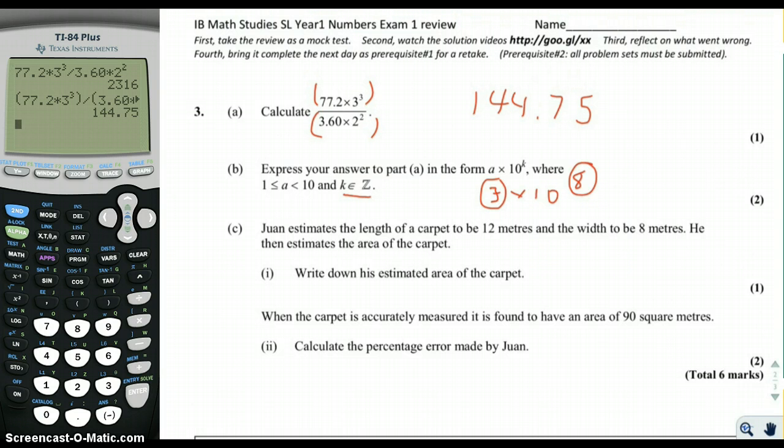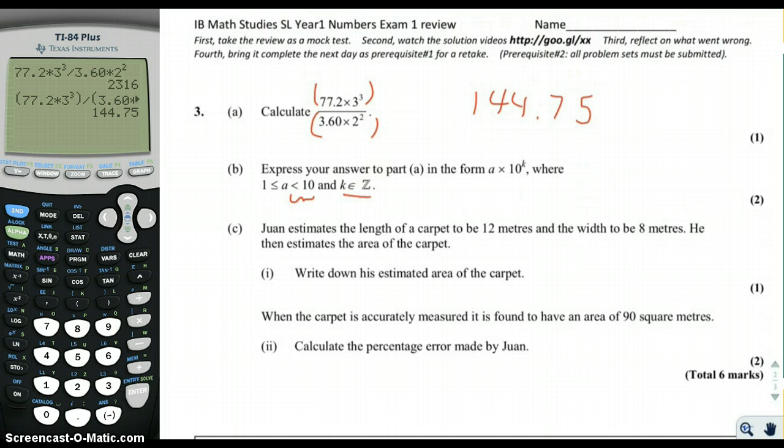So could it be 0.3? No, it can't. Can it be 11? No, it can't. That's above 10. Can it be 10? No, because it doesn't say less than or equal to 10. It says less than 10. So it has to be from 1 to 9.99999. Okay, so 3 is fine, but let's really do this problem and put it in the correct scientific notation.